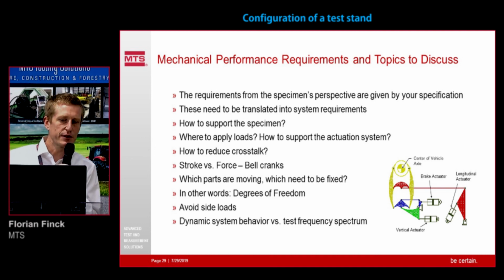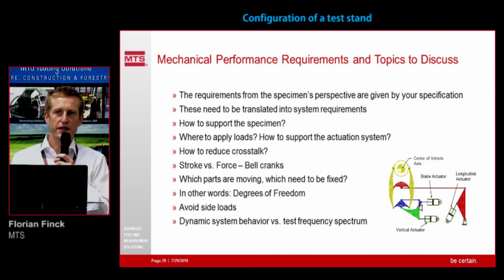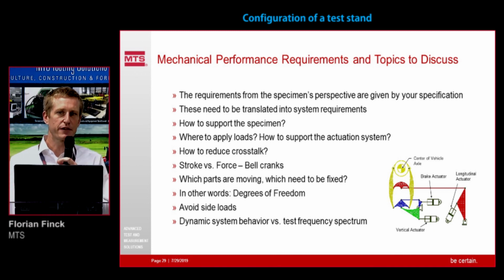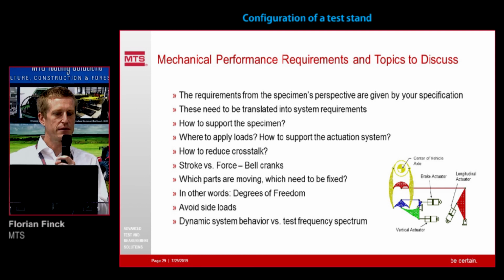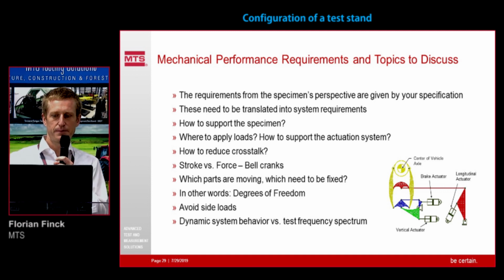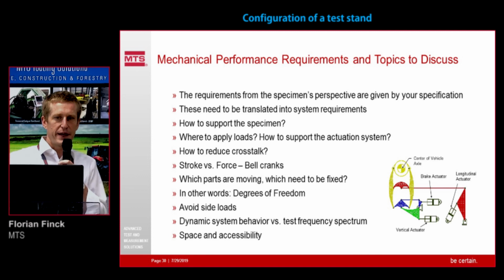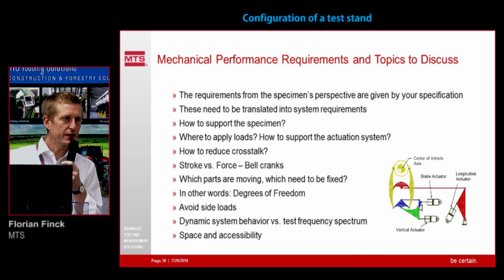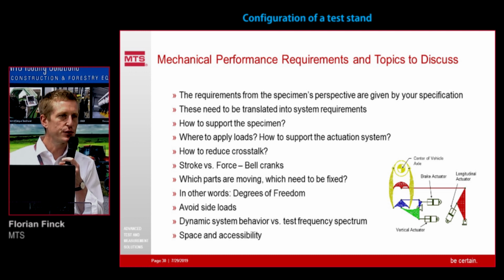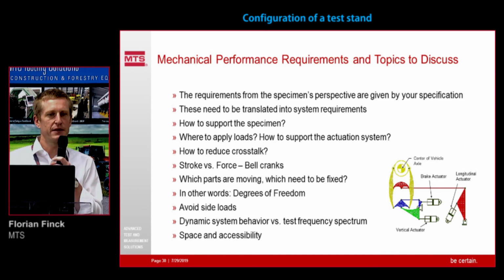And also you need to think about the dynamics of the test system. So look at your frequency spectrum, look at the behavior of your test system, and make sure that the system behavior is in the range of what you want to do. So the eigenfrequencies of the test system, including your specimen, need to be higher than the test frequencies typically. And space and accessibility also in your lab is important. So that system needs to fit into the space that you have, and also for mounting your specimen and for doing maintenance on the test system, you need some space.